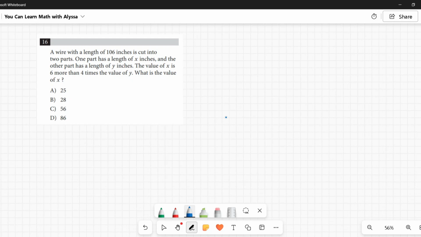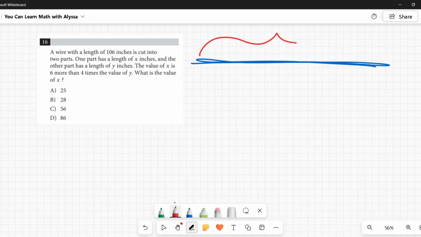Number 16. A wire with a length of 106 inches is cut into two parts. Okay, so I've got this length of wire, and the full thing is 106 inches. Okay, got that. One part has a length of X inches, and the other part has a length of Y inches.